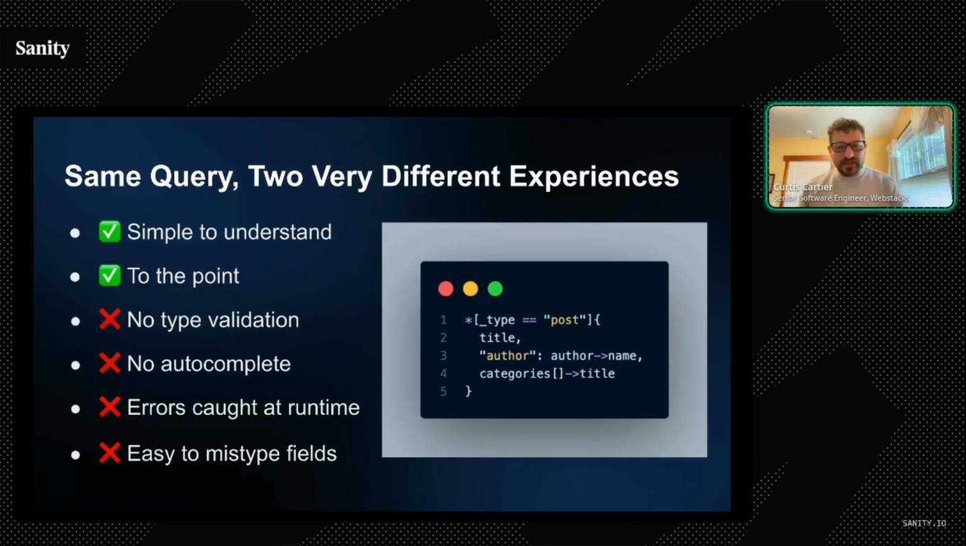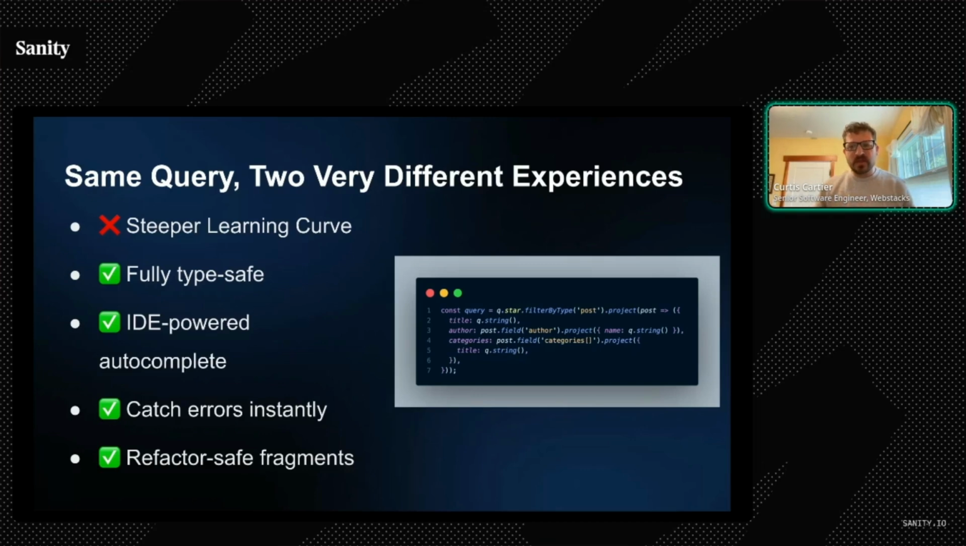There's no static type validation. So if author name doesn't exist, or let's say it's author first name and last name, or if the categories title is structured differently, like maybe title is rich text and not a normal string, the query won't catch that until runtime. You also don't get autocomplete while you're creating this query, and there's nothing stopping you from accidentally mistyping a field name or projecting the wrong shape. So it's flexible, but that flexibility also means you carry some more risk as things scale.